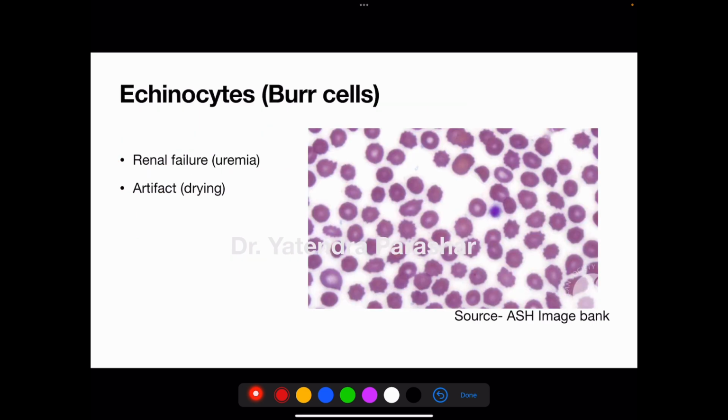Now come to the echinocytes. Echinocytes are also known as burr cells. These cells have small, evenly distributed spicules over the red blood cells. These cells can be seen in uremia, or it can be an artifact due to prolonged drying.